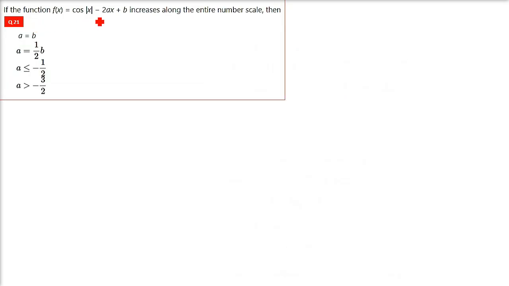If the function f(x) equals cos modulus x minus 2ax plus b increases along the entire number scale, then... Number scale, we are talking about the number line. So this function is increasing. What does it mean? First of all, we have to find a relationship between a and b, or a relationship of a with certain numbers. These are the 4 options being provided.